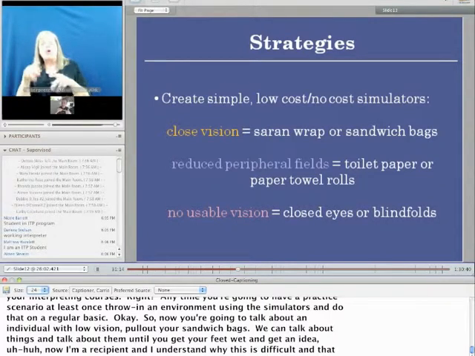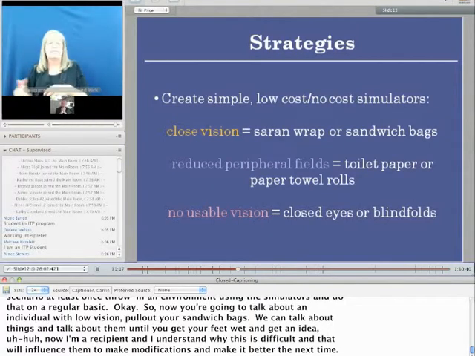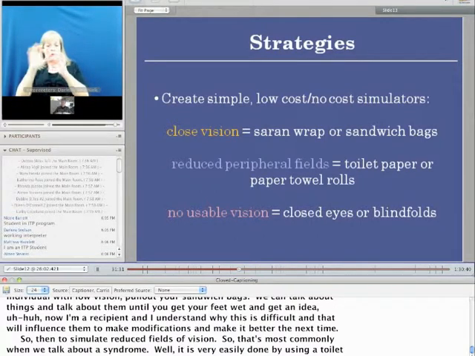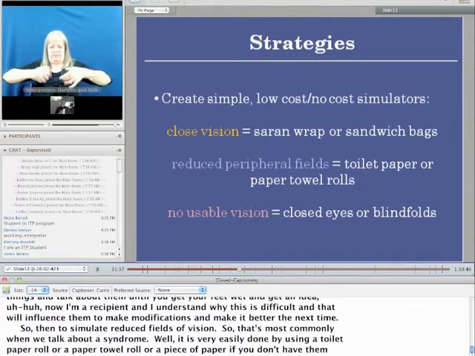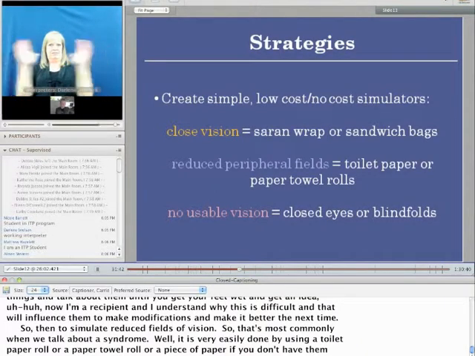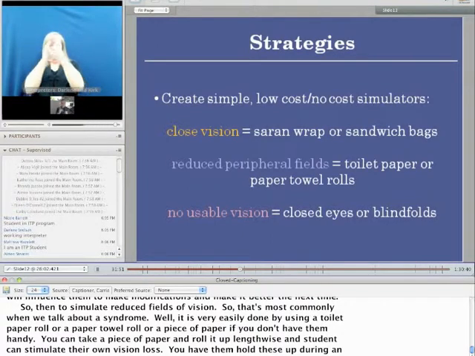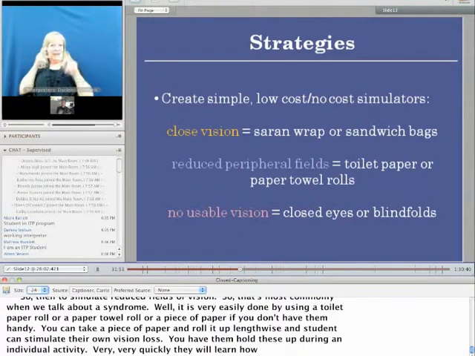So then to simulate reduced fields of vision. So that's most commonly when we talk about Usher syndrome. Well, it's very easily done by using a toilet paper roll or a paper towel roll. Or if you don't even have those handy, you always have a piece of paper, right? So you can take your piece of paper and roll that up lengthwise, and students can simulate their own vision loss, right? So you have them hold these up during an actual activity. Very, very quickly they will learn how significantly they have to modify their sign language output in order to make it accessible to their communication partner.